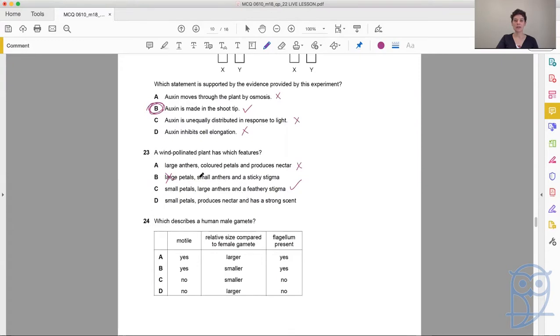Because remember, our small anthers, sorry, we didn't go through everything, and a sticky stigma also belong in our insect pollinated plant. Okay, let's just confirm. Small petals, produces nectar, has a strong scent. Those are both insect. Okay, so small petals, large anthers, and a feathery stigma. Okay, so reminder that anthers are the pollen-producing parts of our plant.